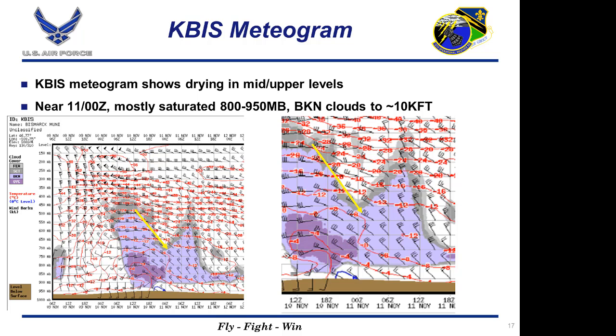The Bismarck meteogram indicates a pattern in the clouds forecasters should be familiar with, and that is the mid and upper level drying between the 10th at 12Z and the 11th at 0Z, as indicated by the yellow arrows. In a likely freezing drizzle event, the low-level saturation would continue to the surface or very close to it. In this case, the extreme low levels are not saturated.